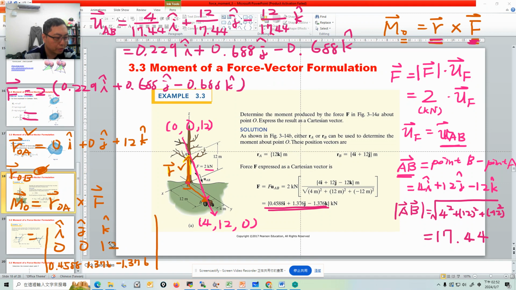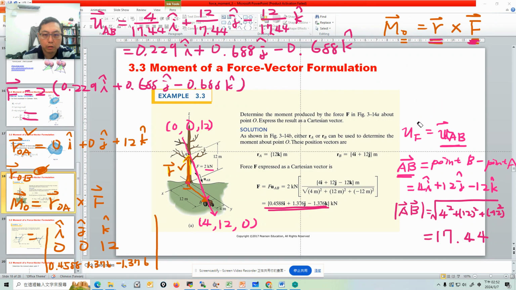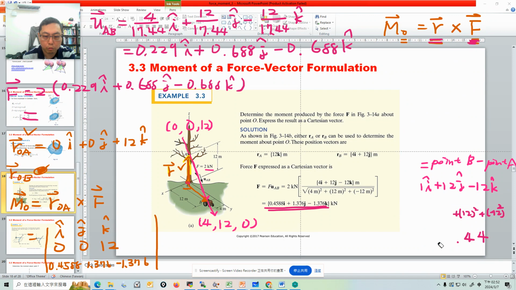This is a 3×3 determinant. I'm sorry, this doesn't align very well, but I don't want to change it. So what is our result? I have to erase this part. If you want to look at this part, just rewind. I need more space.